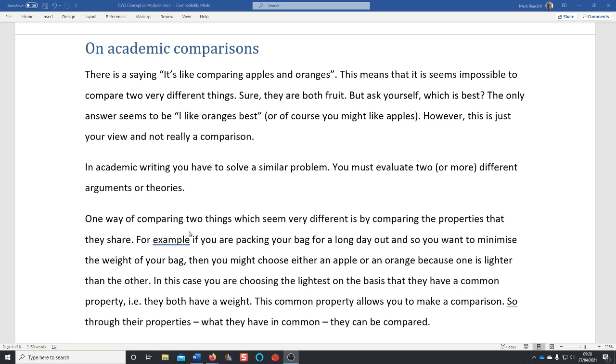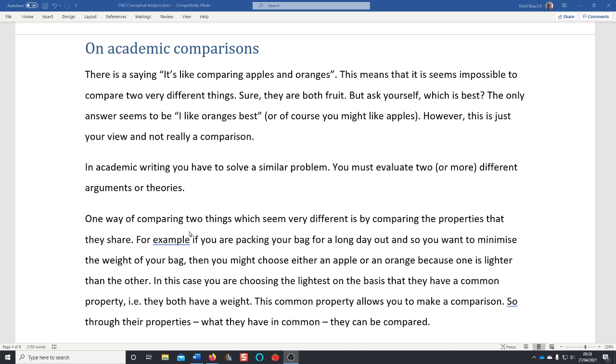Okay, this is a brief presentation on academic comparisons. How do you compare two things in academic writing? Well, you might have heard the saying, it's like comparing apples and oranges. And of course, that's impossible. How do you compare these two very different things? They're fruit, but which is best?